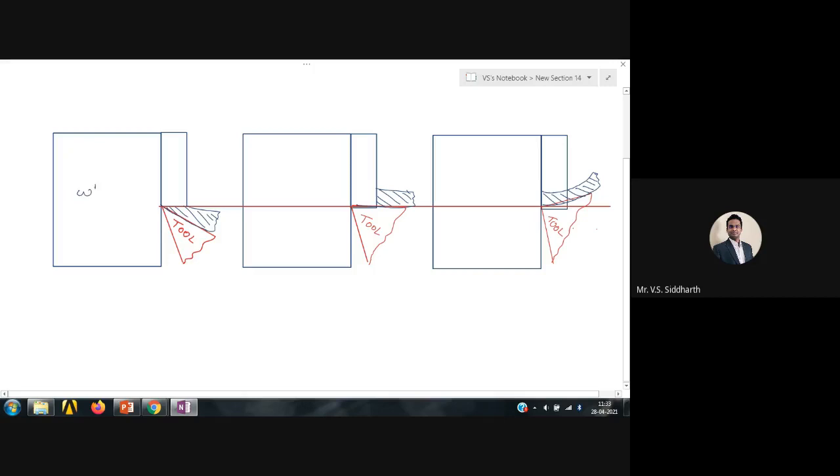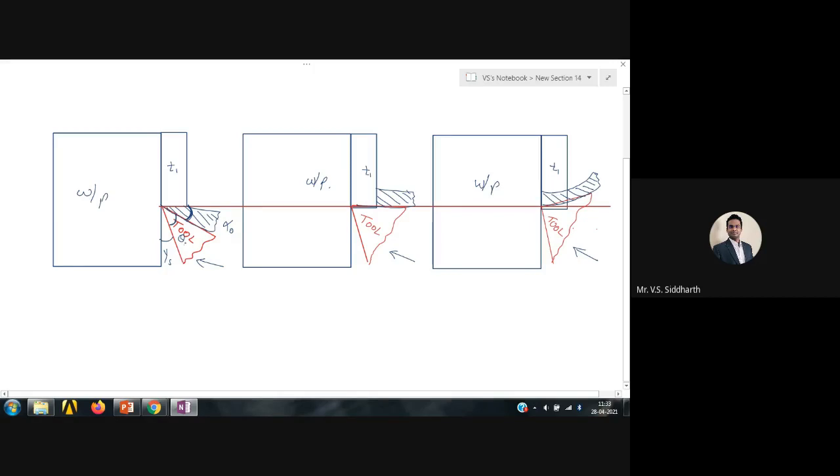This is my workpiece. This is the uncut chip thickness. This is the workpiece. So this is the tool. Here you see this angle is alpha naught, as you all know. This angle is gamma s angle, and this angle is theta angle, which is the wedge angle.